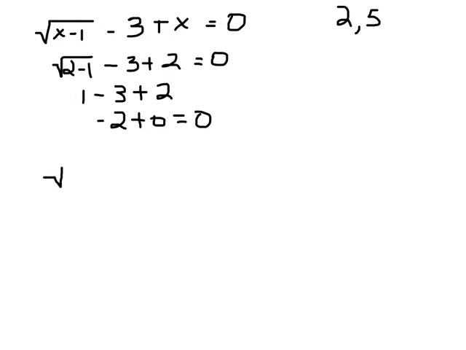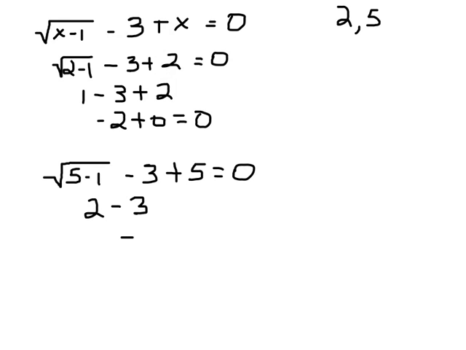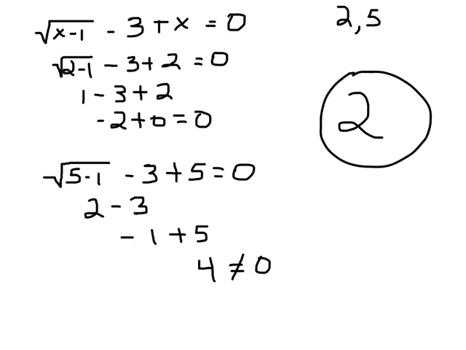Alright, let's try 5. The square root of 5 minus 1 minus 3 plus 5 equals 0. Let's see if it does. 5 minus 1 is 4. The square root of 4 is 2. 2 minus 3 is negative 1. And negative 1 plus 5 is 4. And 4 does not equal 0. So our only solution can be 2.